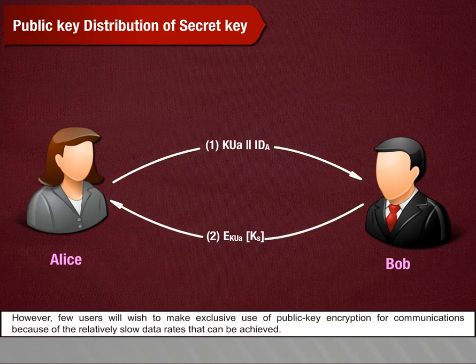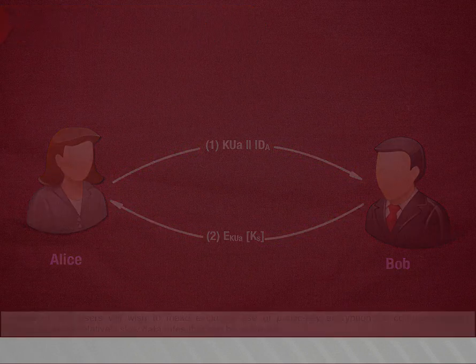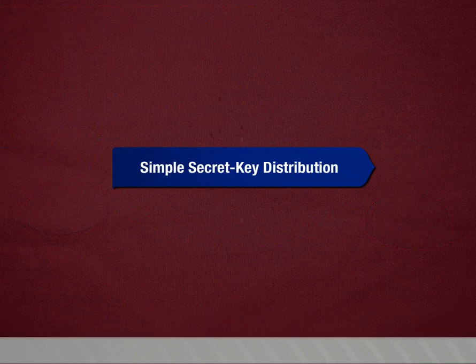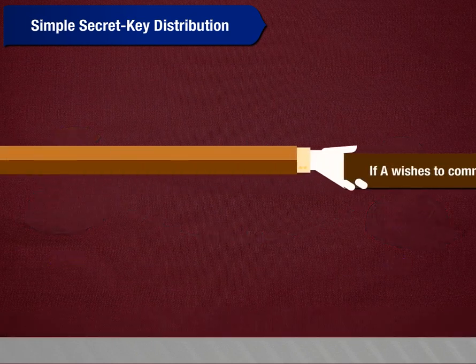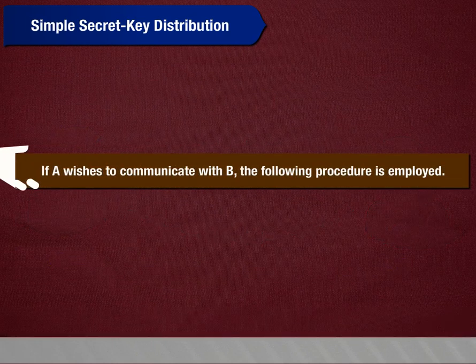However, few users will wish to make exclusive use of public key encryption for communications because of the relatively slow data rates that can be achieved. Simple secret key distribution. An extremely simple scheme put forward by Ralph Merkle. If A wishes to communicate with B, the following procedure is employed.